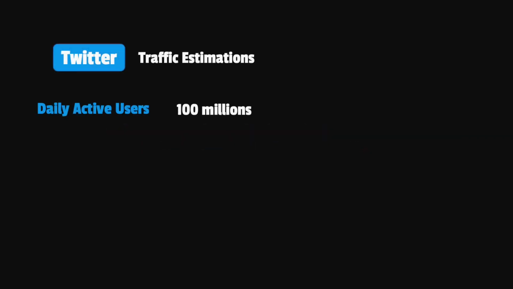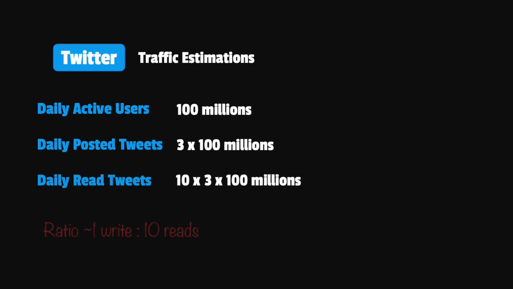For instance, for Twitter, we might expect 100 million daily active users. And let's say that each user adds on average 3 tweets per day. However, we might observe that Twitter is a read-heavy application as opposed to write-heavy. Since the read-to-write ratio is very high for Twitter, we should look for optimizing this kind of pattern.